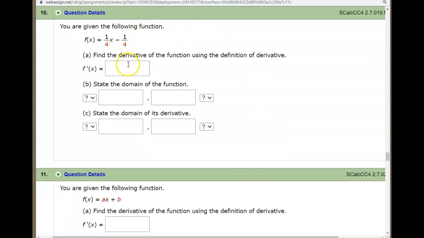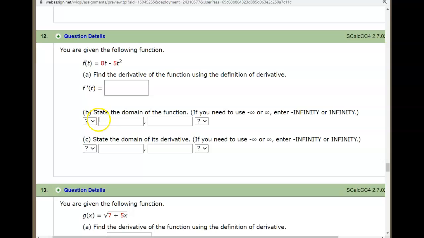Here they're asking you to find the derivative, and it's using the definition of the derivative. So you just want to state what the derivative here is. The domain here, this is a nice function. It's just a line, so the domain's going to be all reals. And we take the derivative, we end up with something else that's a line, so the domains will be all reals there too. So if it's nice, you're going to have all reals. Down here, nice function, all reals. That's just a line. For number 12, again, we have a nice function, domains just fine.